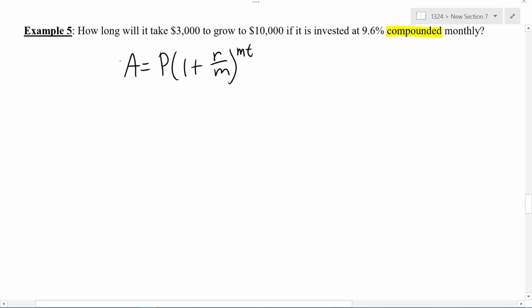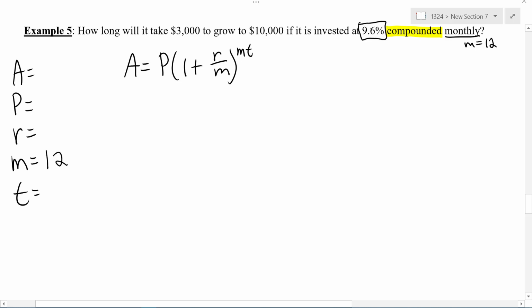So in order to use this formula, there are some things that we want to know. What is A? What is P? What is R? What is M? And what is T? Okay, so compounded monthly means that we have an M value of 12. That's 12 compoundings per year. 9.6%, that's our interest rate. We're going to write that as a decimal. Move my decimal place 2 spaces to the left, so that's 0.096.